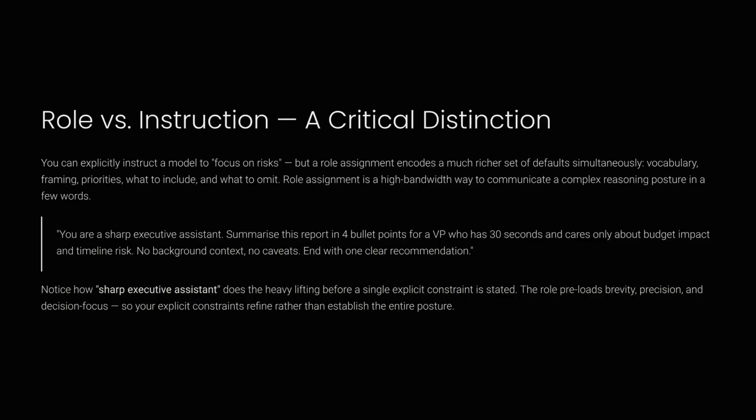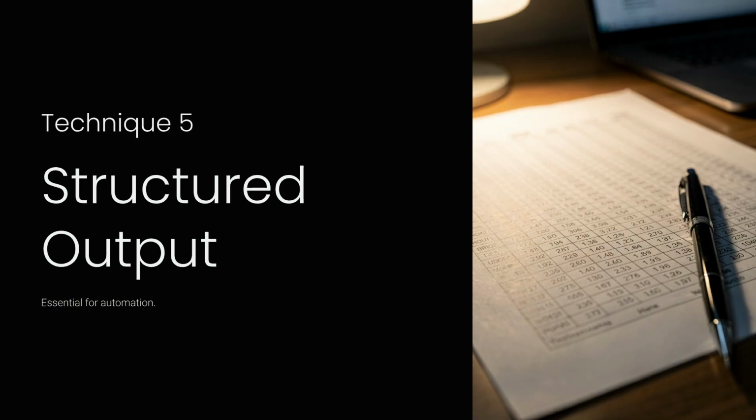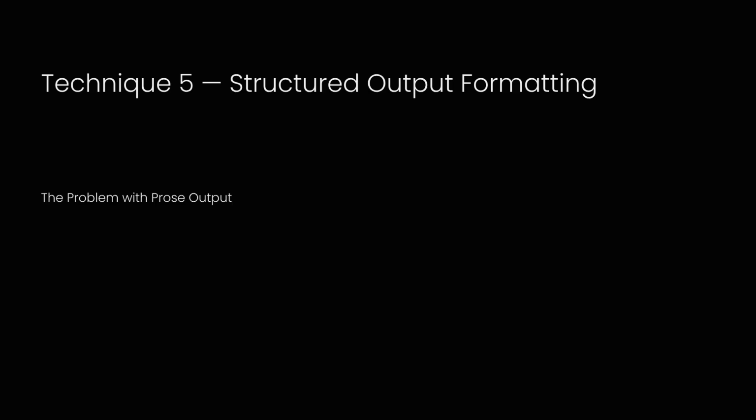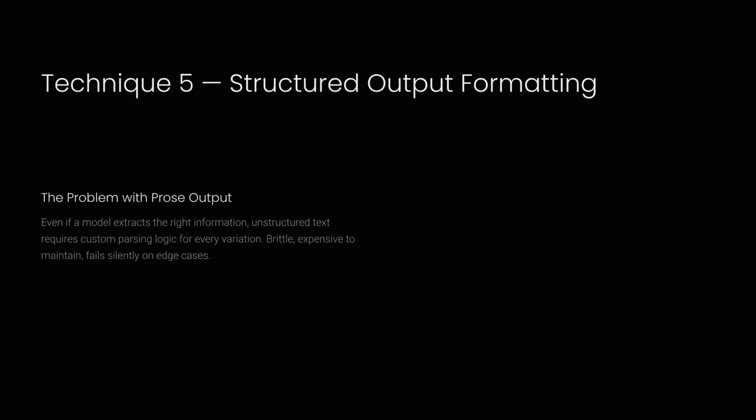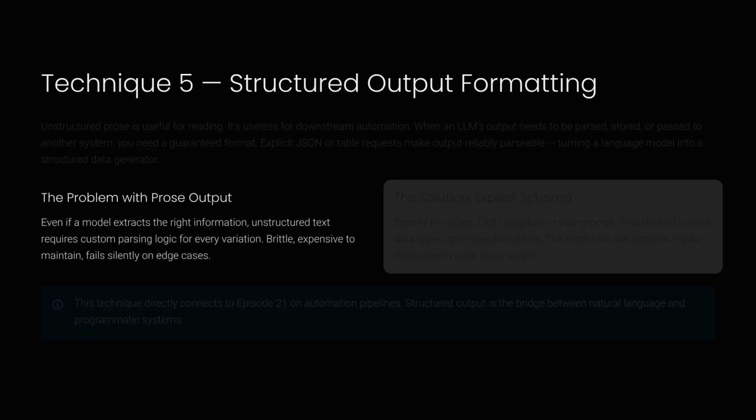When you define a sharp executive assistant, you immediately load defaults for brevity and precision. Your explicit constraints then refine that posture, rather than needing to build it from scratch. Technique 5 is structured output. If your goal is automation, unstructured prose is often problematic. You need a reliable, parsable format to pass data into other systems. The problem with prose is that it is brittle and hard to maintain. The solution is an explicit schema.